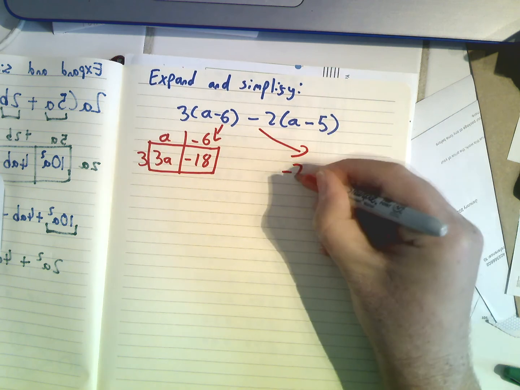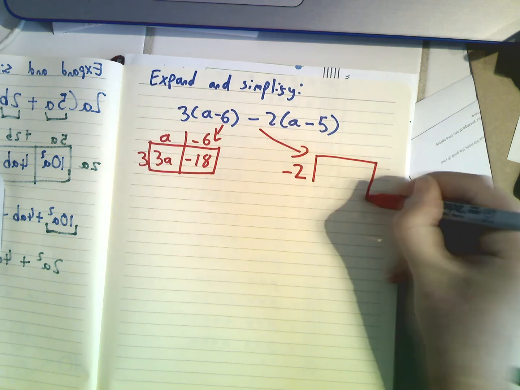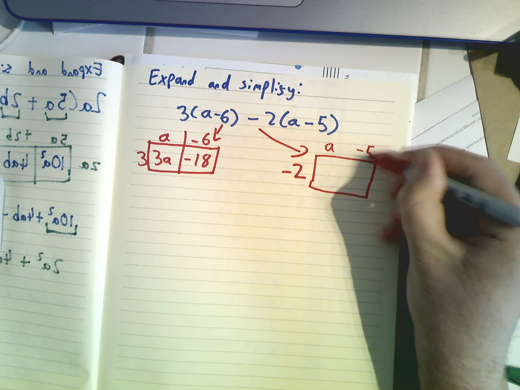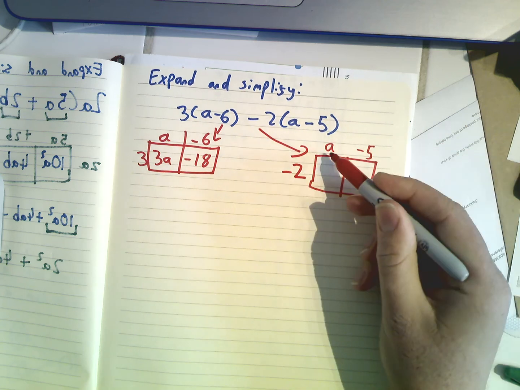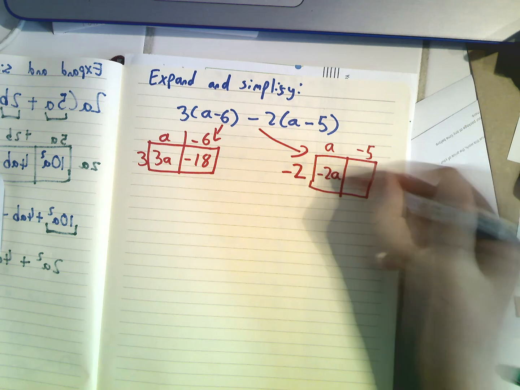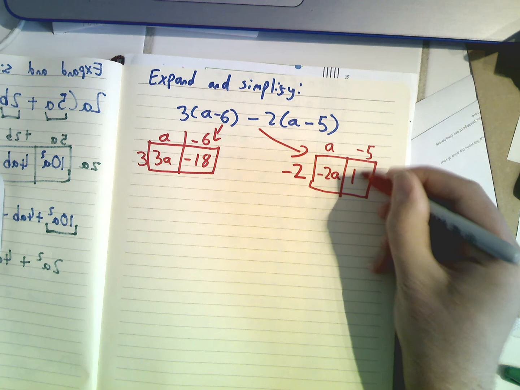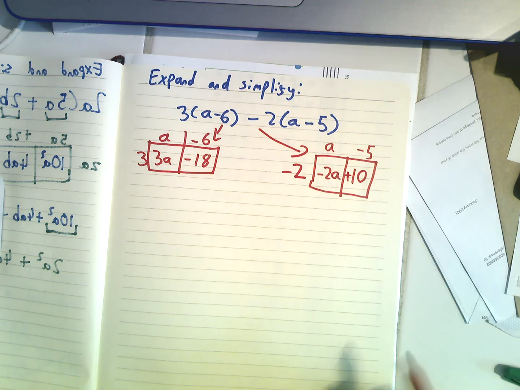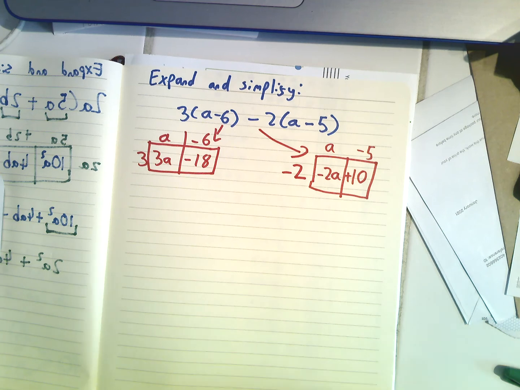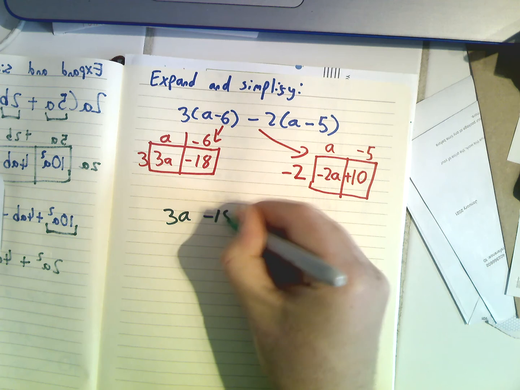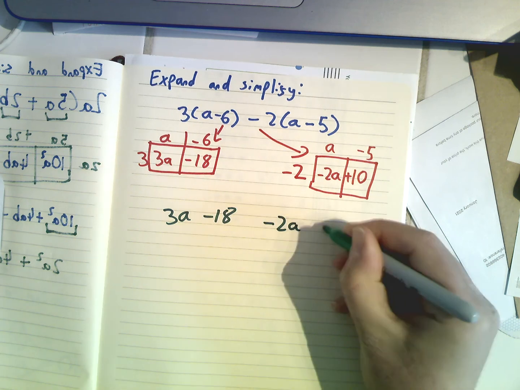This is negative 2 times a minus 5. Minus 2 times a is minus 2a. Minus 2 times minus 5 is positive 10. Notice how this has been made harder because we've got negatives involved as well. You're going to have to remember your rules about negative numbers, and how to expand a bracket. Now at this stage, we're going to put this all together. If I rewrite this out underneath, what we have is 3a minus 18 minus 2a plus 10.